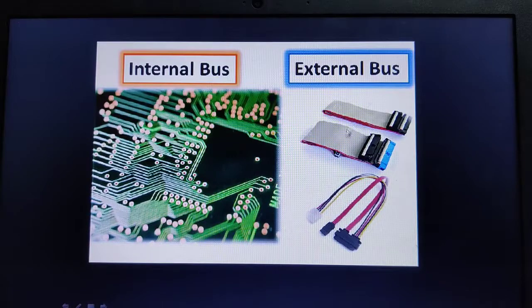Usually this expansion bus is comparatively slower than the system bus.